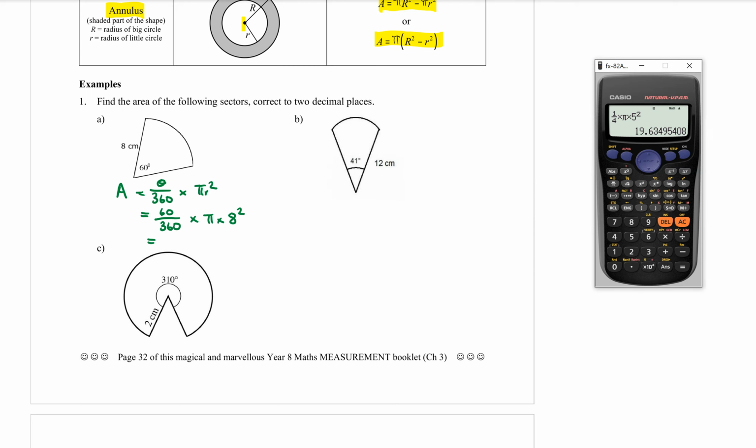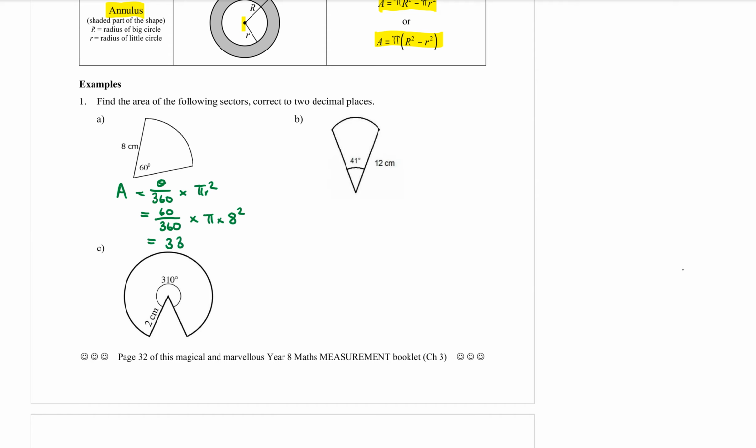Type that into your calculator. So we have 60 over 360 times by pi times by 8 squared. So to 2 decimal places, that'll be 33.51. And that will be centimeters squared.